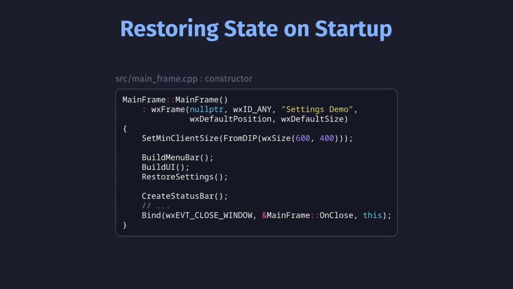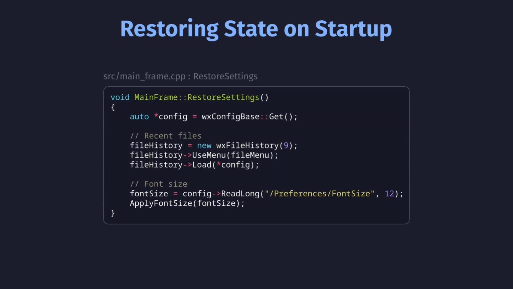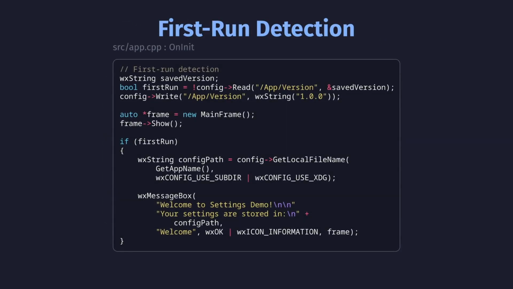Let's look at how the mainframe constructor puts this together. We build the UI first, menus, text area, status bar, and then we restore saved state. Order matters. The controls need to exist before we can apply settings to them. Here's restore settings. We grab the global config, load the recent files into the menu, and apply the saved font size. Now, how do we know it's a fresh install? A simple version key. If the key doesn't exist, it's the first run. We show the welcome dialog you saw at the start, and we include the config path in the message, so the user knows where their settings live.